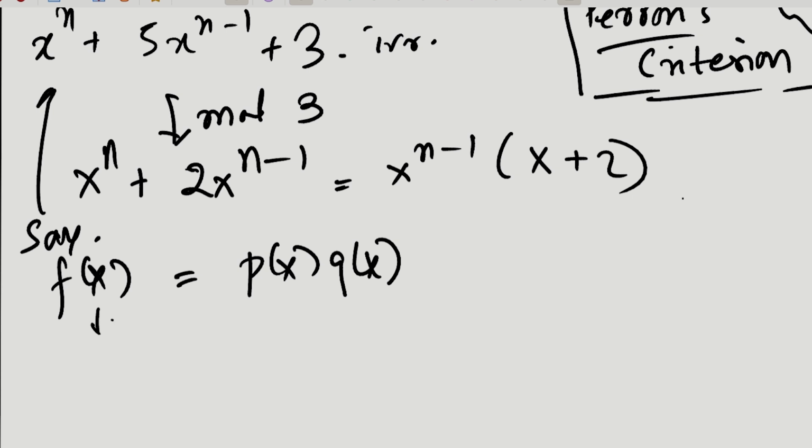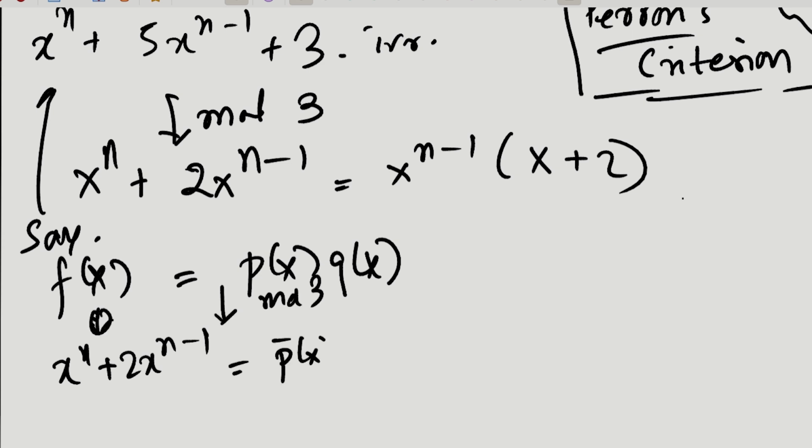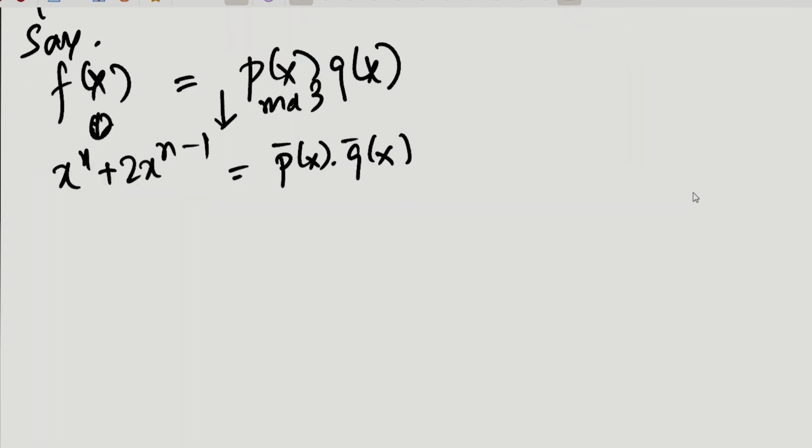Then once I reduce it, this thing just becomes x to the n plus 2x n minus 1 after reduction, mod 3. And these guys become p bar x times q bar x. This is all assuming, for the sake of contradiction, that f is reducible. But this thing is x to the n minus 1 times x plus 2. X is irreducible, x plus 2 is irreducible.